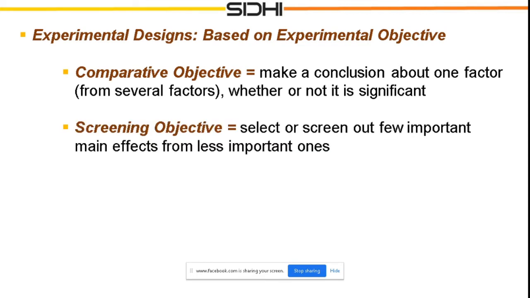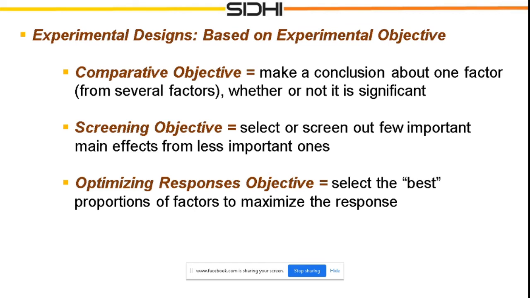Then you have your screening objective to select or screen out few important main effects from less important ones. So think of it as all of them actually have an effect. Okay, but which one has the main effect? So the first one, you have individual factors. Okay, the second one has an interaction here. Okay, so that's I think the one you should remember.